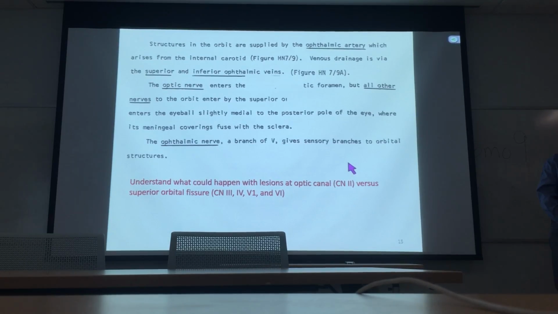Okay? Yes? If there's a lesion in the optic canal, would it also affect the artery? You would, but all I'm talking about right now is just nerves. I mean, if you lesion at the superior orbital fissure, you'd affect arteries. You'd affect all kinds of other stuff. Nerve-wise, that's what I want you to know. I don't think you have to worry too much about blood supply here, other than just knowing everything's coming from the ophthalmic artery, and then the central artery of the retina.